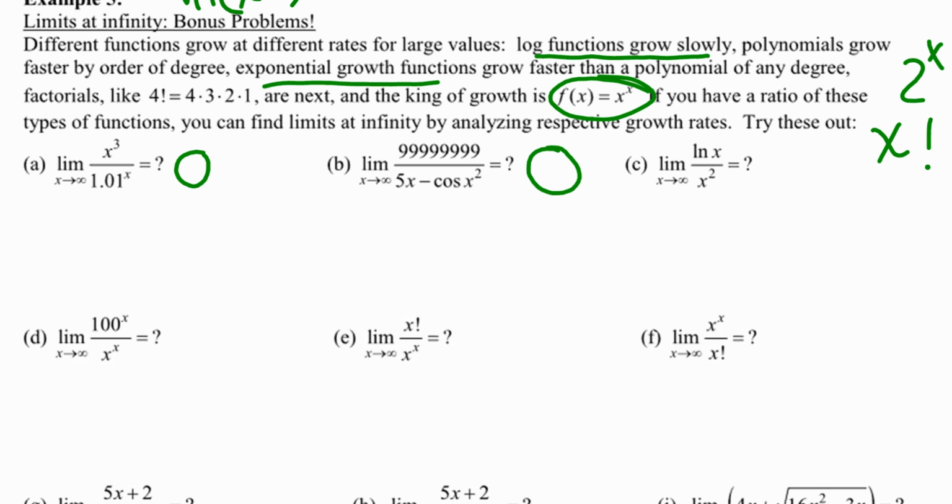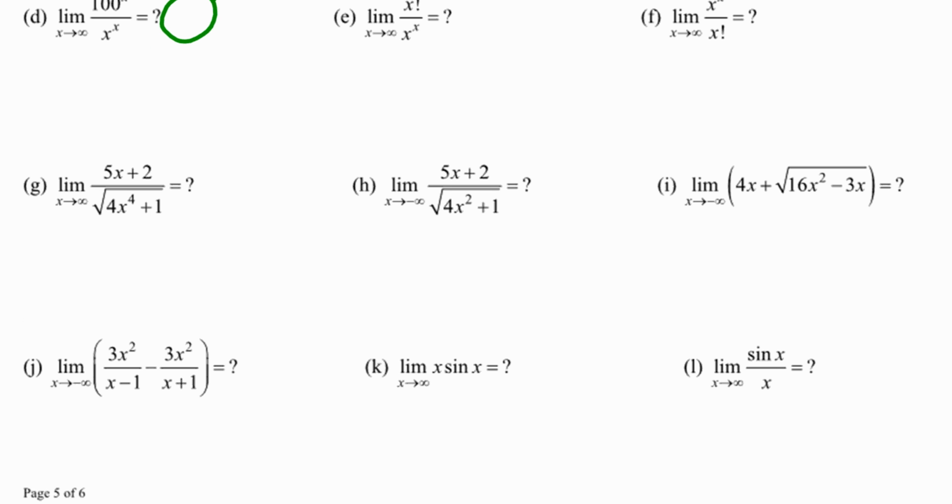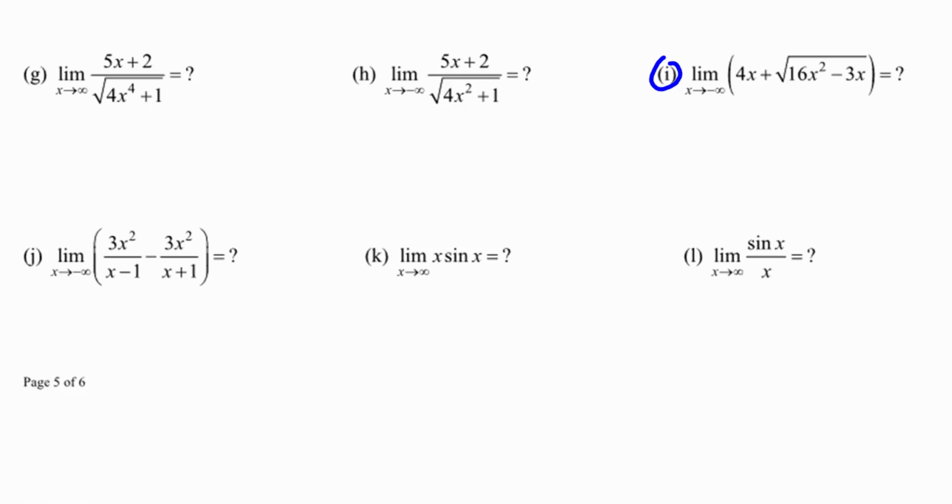As we try the next one, log functions grow very slowly. Polynomials grow faster. The bottom is growing faster. This equals 0. Next, we have an exponential over the king of growth. 0 again. How exciting. I want you guys to try the next couple. I'm going to go over one that I think may be tough, that would be letter I. The other ones you can do, and we'll discuss them in class. But letter I can be kind of tricky.